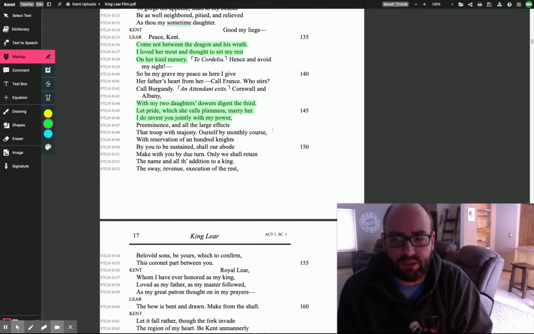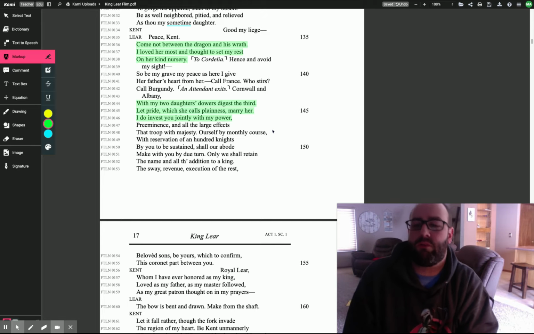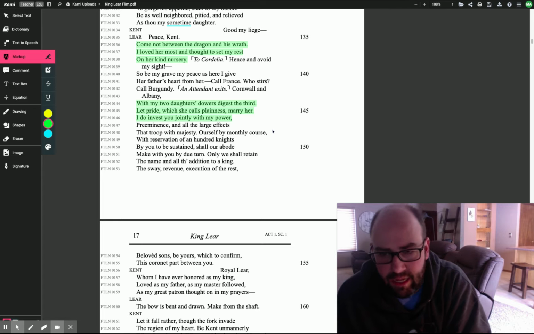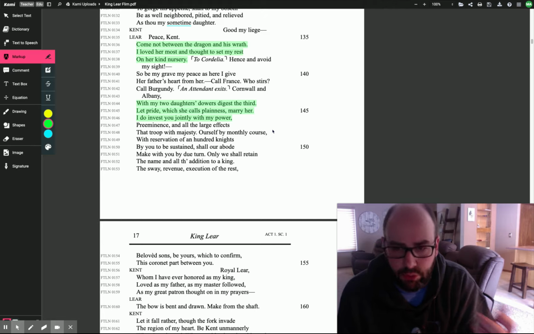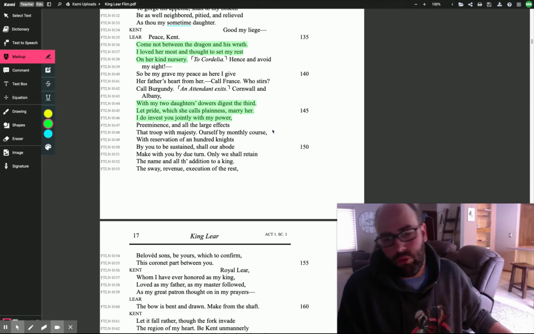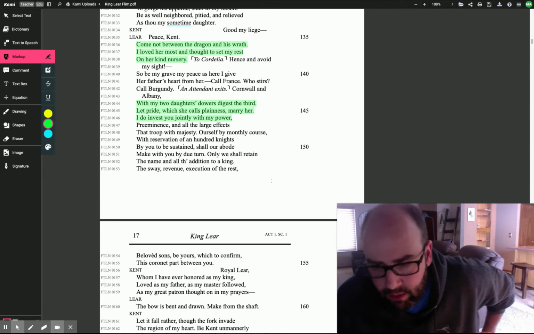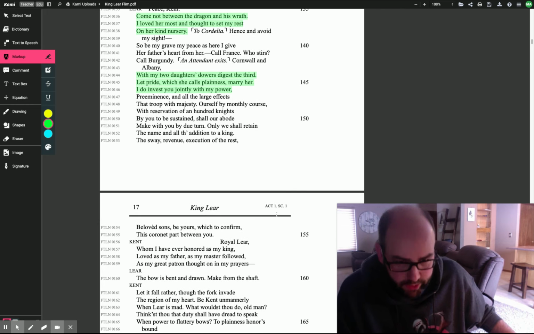Preeminence and all the large effects that troop with majesty, ourself by monthly course with reservation of 100 knights, by you to be sustained shall our abode make with you by due turn. Only we shall retain the name and all the addition to a king, the sway, revenue, execution of the rest. Beloved sons, be yours, which to confirm this coronet part between you.